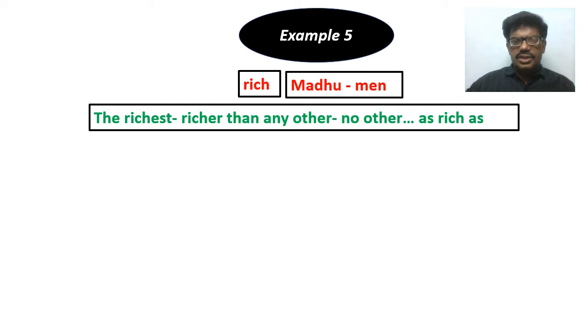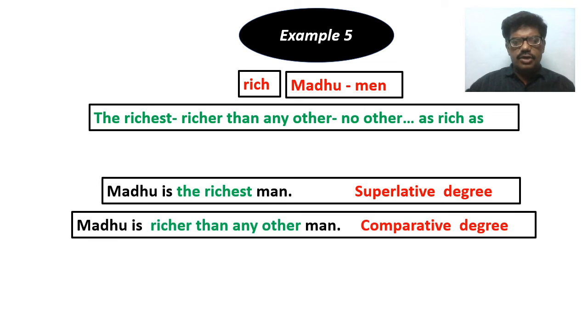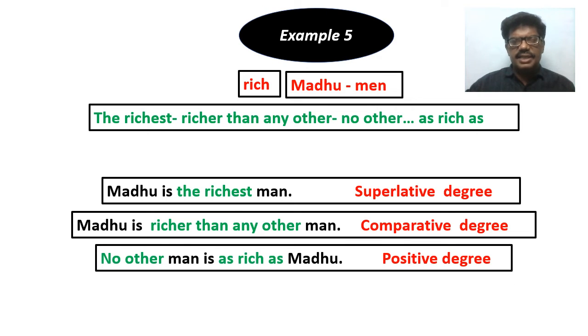Look at the structures in type 1 here. Madhu is the richest man, superlative degree. Madhu is richer than any other man, comparative degree. No other man is as rich as Madhu will be the positive degree.